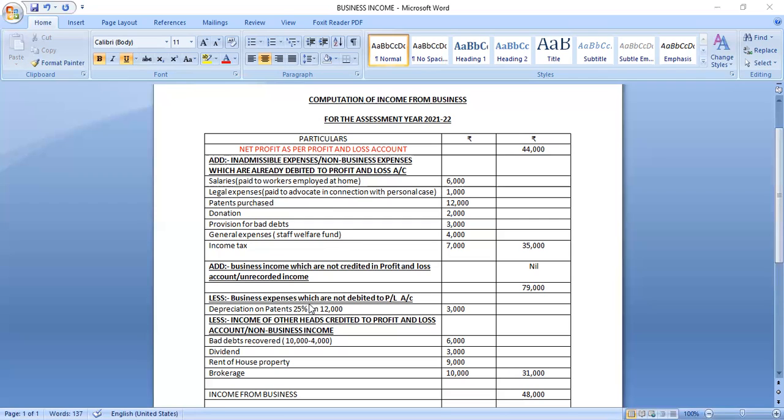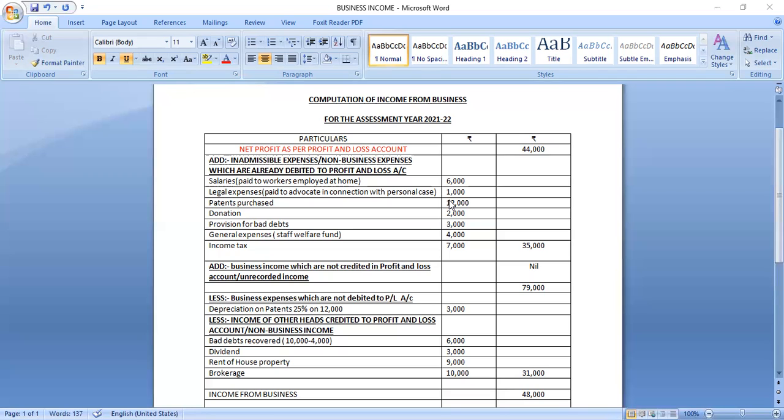So what depreciation? Intangible assets like know-how, patents, copyright, trademark, licenses, franchises, 25%. You have to calculate 25% depreciation on 12,000. So we are disallowing patents purchase or any property purchased or any intangible assets or fixed assets purchased. We cannot treat them as business expenditure, but you can claim depreciation on those assets.